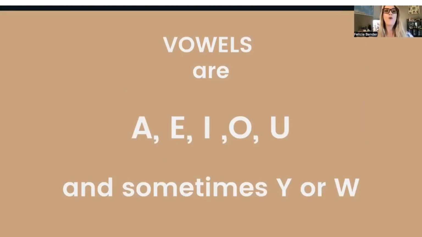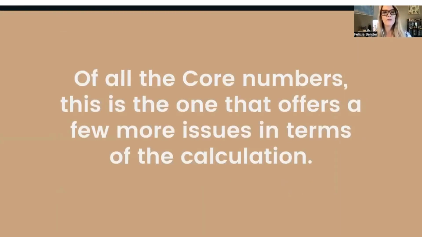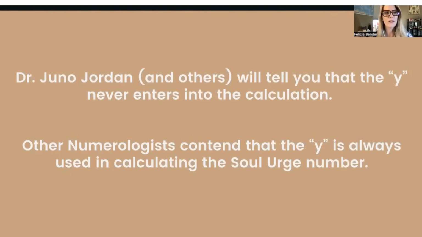So the vowels, here's where it starts getting fun. The vowels are pretty simple: A, E, I, O, or U. No worries there. And yet here's the caveat: sometimes Y or sometimes W. What does that mean? Of all the core numbers, this is the one that offers a few more issues in terms of the calculation, so we'll inform you about how that looks.